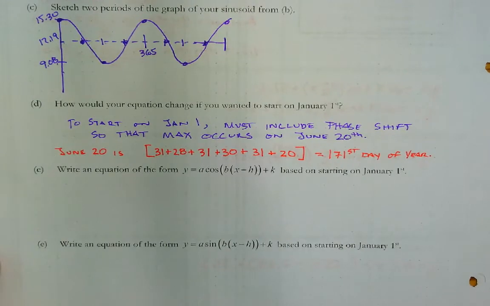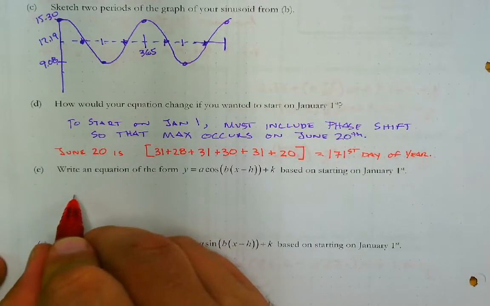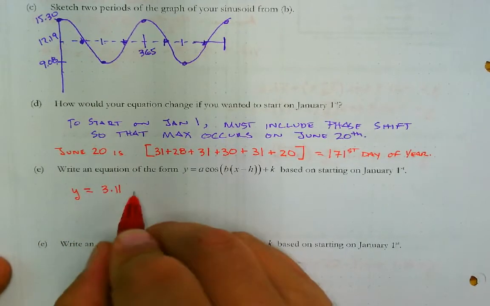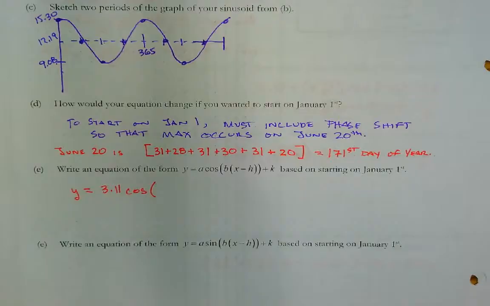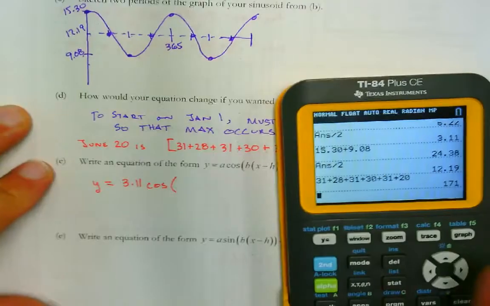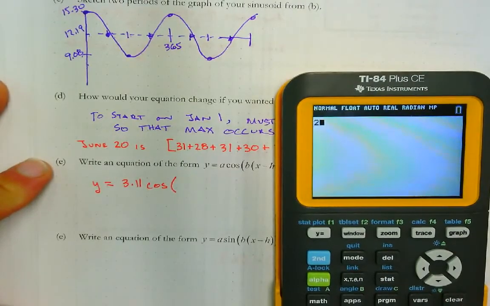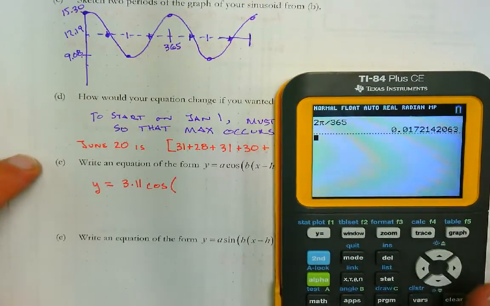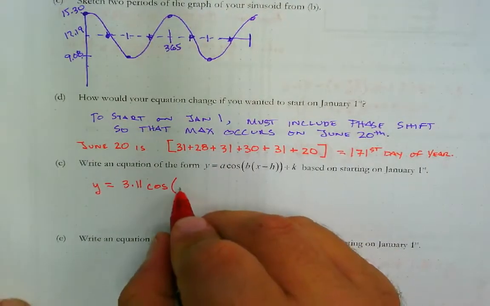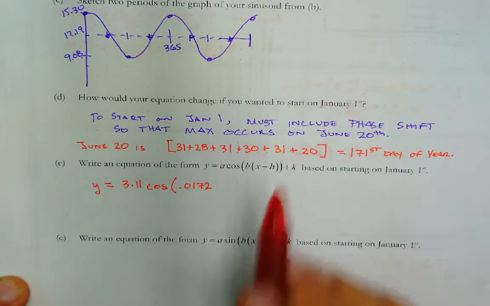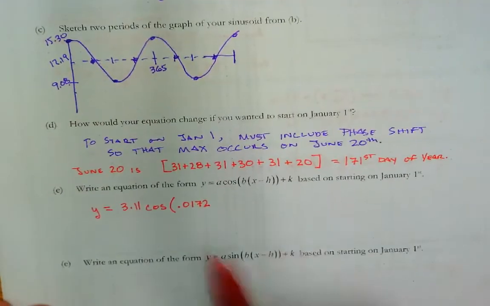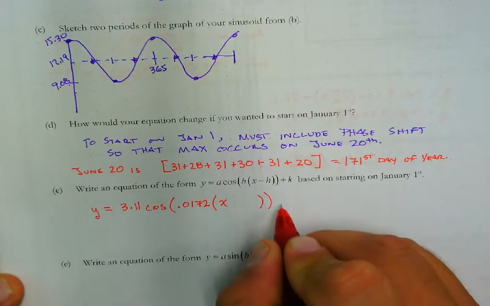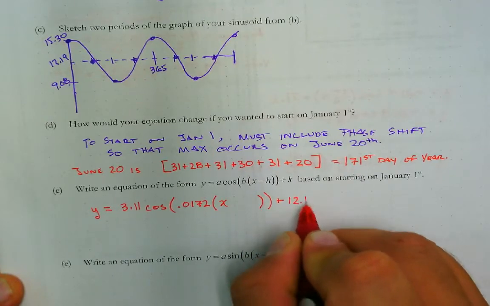Well, we can start to set up our idea. We'll say, hey, y equals, our amplitude's not changing, cosine of, well, let's do this real quick. 2 pi over 365 is 0.0172. So we'll go ahead and use the decimal here, 0.0172, to represent 2 pi over 365. And then we have parentheses x, and we're going to have some sort of phase shift. And then we know plus 12.19.